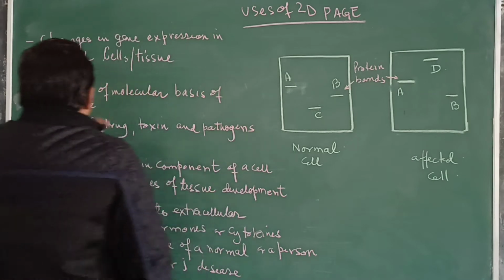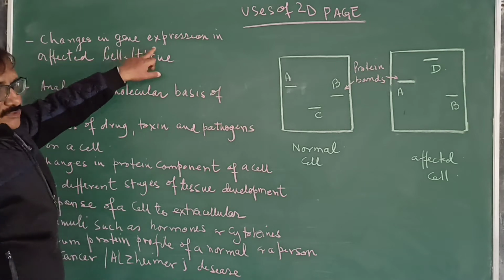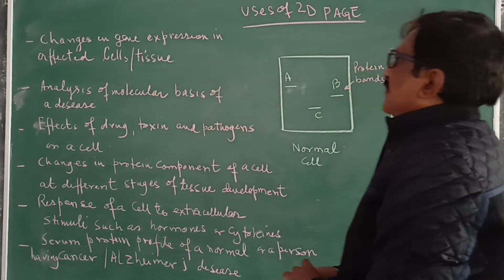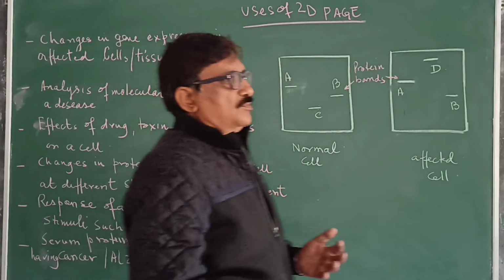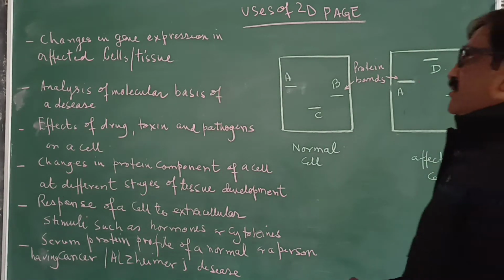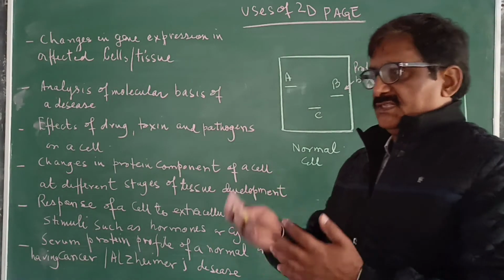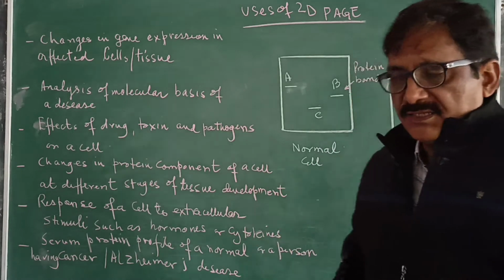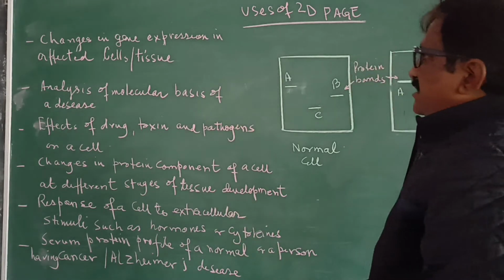2D PAGE is mainly used to study the changes in gene expression. Changes in gene expression refer to the product, or protein, of a gene. The gene is made to synthesize messenger RNA and protein. That is the expression of a gene. Every different gene produces a different type of protein. If a gene is expressed, it will produce RNA, and the RNA will then be translated into protein. So that is the expression of a gene.